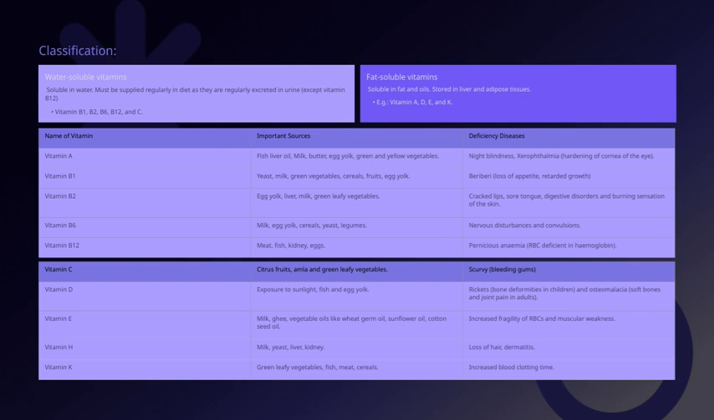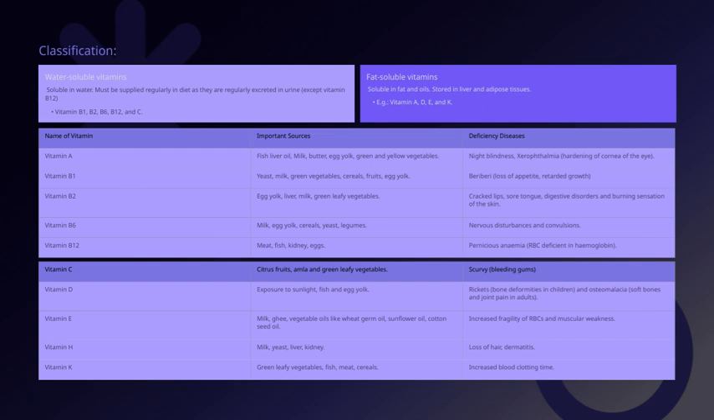Let's look at some common sources and deficiency diseases. Vitamin C, found in citrus fruits, amla, and green leafy vegetables, is crucial in preventing scurvy, which causes bleeding gums. Vitamin D, obtained from sunlight exposure, fish, and egg yolk, helps prevent rickets in children and osteomalacia in adults, both conditions related to soft or deformed bones. Vitamin E, present in milk, ghee, and vegetable oils like wheat germ, sunflower, and cottonseed oil, is vital for maintaining the integrity of red blood cells and muscle health.